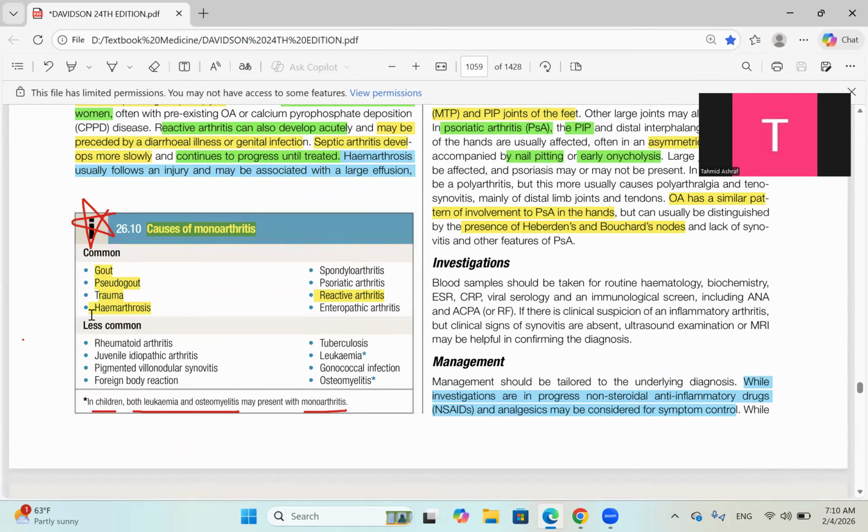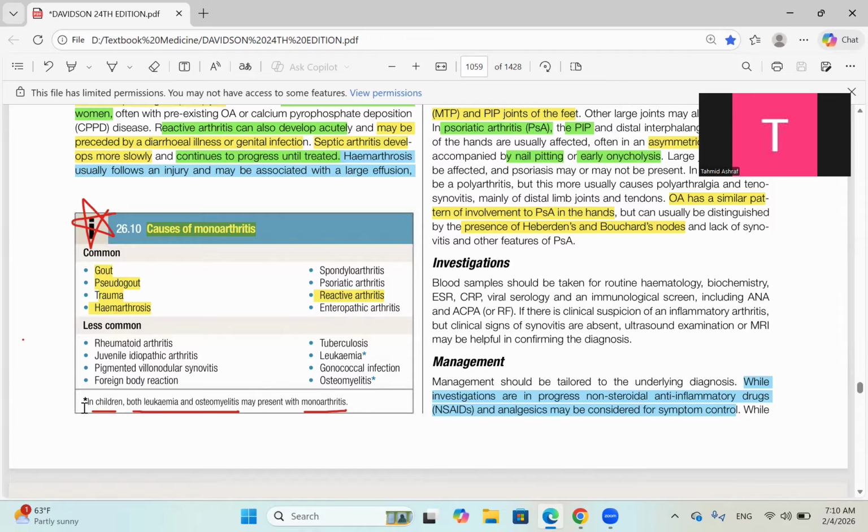So this is a box regarding the causes of monoarthritis. Number 1 is gout or crystal arthritis. Number 2 is pseudo gout. Number 3 is trauma. Number 4 is hemarthrosis. Number 5 is reactive arthritis. And septic arthritis is another cause.